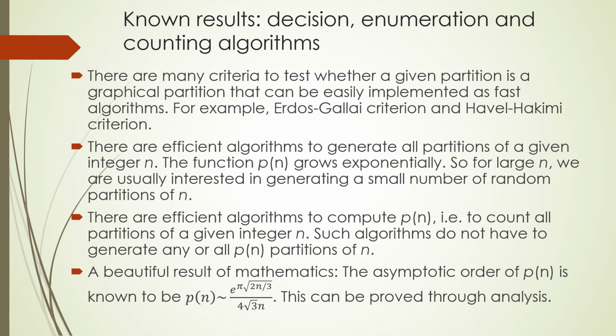So if we only want to calculate the approximate value, we can use this asymptotic order without resorting to an exact algorithm. And this result can be proved using analysis. In fact, there's a related result to express the function P(n) as an infinite series. That would be a more complicated result, so the formula will not look as concise as this one.